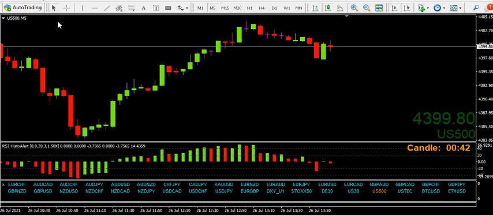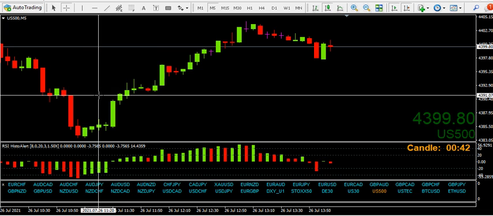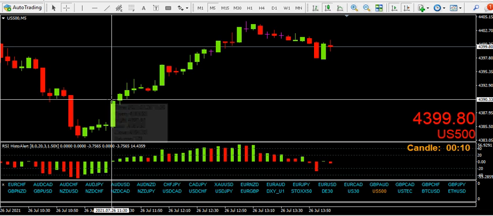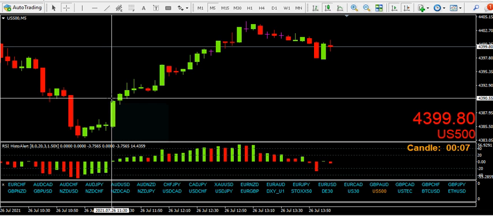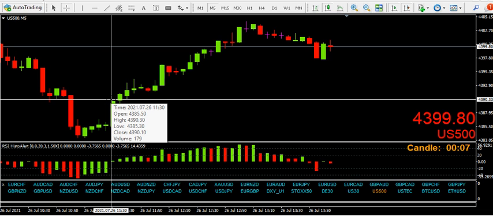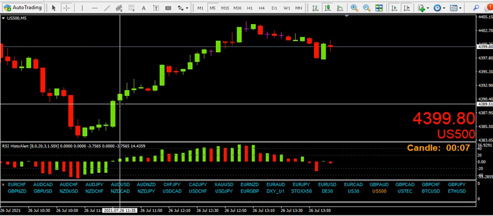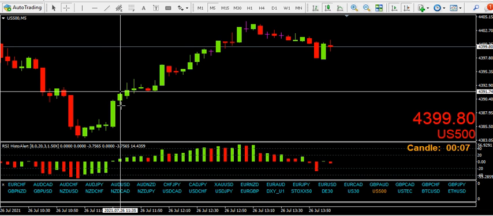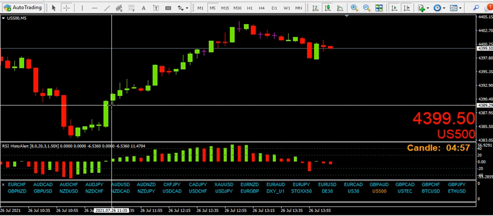In fact, I use the crosshairs. So that's our high. So this is the level that broke the low of that. So we need a close below the low of that candle there. It didn't happen. No shorts.